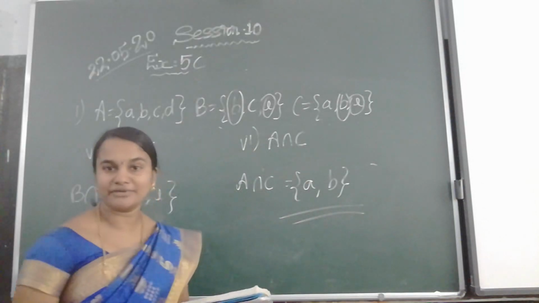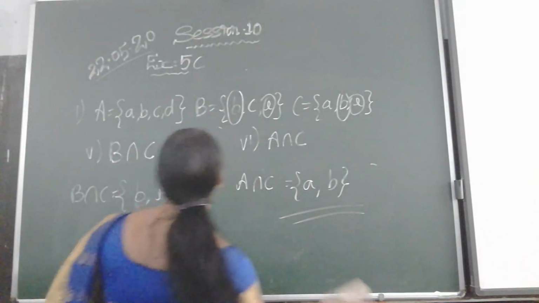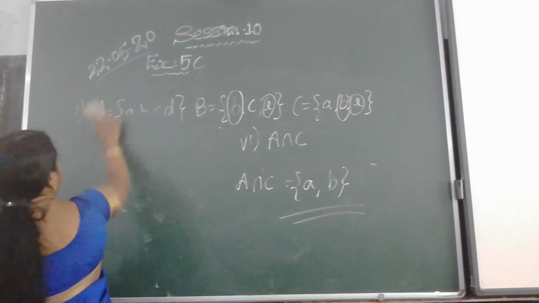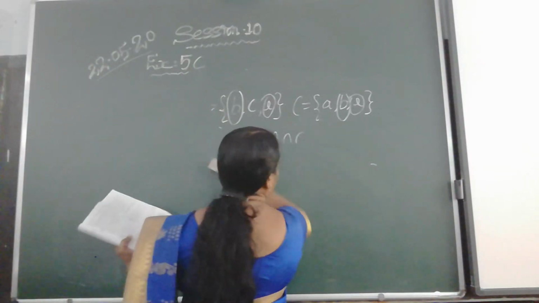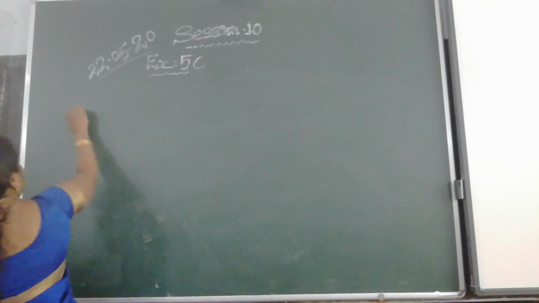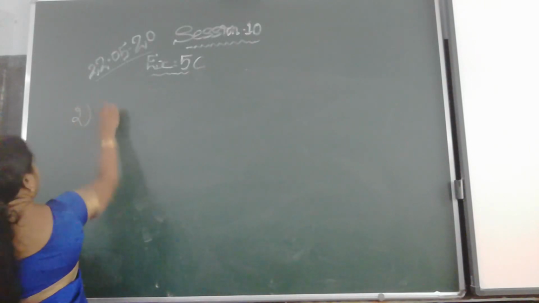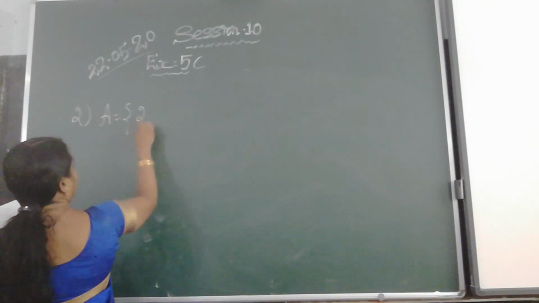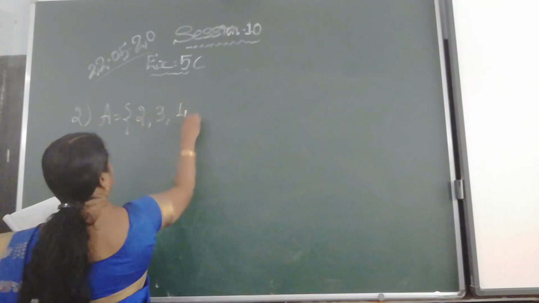Here the alphabet is given; in this one the numerical digits are given. Here also I will solve two or three questions, and the remaining are for you. In the second question, A is given as 2, 3, 4, 6.